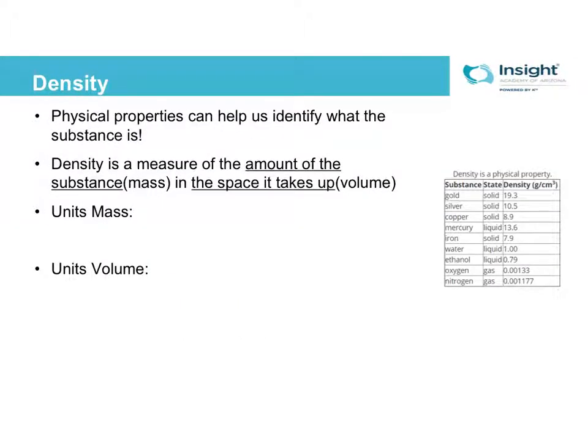So density is a really, really helpful property in the sense that if you have an unknown substance in front of you and you are able to measure its mass and volume, you can calculate its density and then use that against a table of known information like this here and figure out what you have. All right? So the trick to doing a density calculation right is knowing your units for mass and volume.